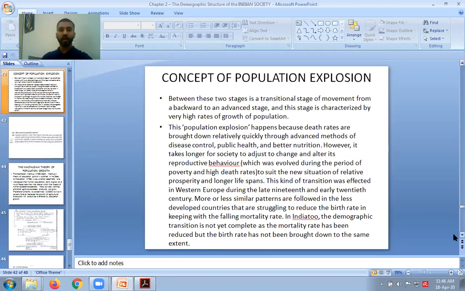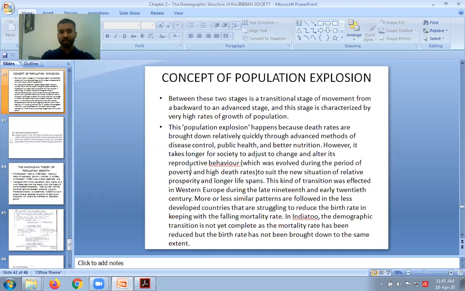Now, we all know that population growth is very high, or the growth rate is very high in such countries, but it's a matter of concern as well. Now, how? We're going to study that. Concept of population explosion. Between these two stages is a transitional stage. Since you all know that the second phase is also known as the transition phase, out of which the concept of population explosion comes.